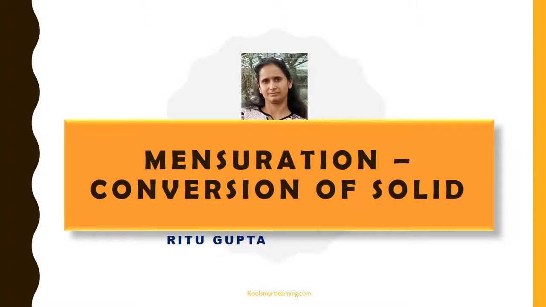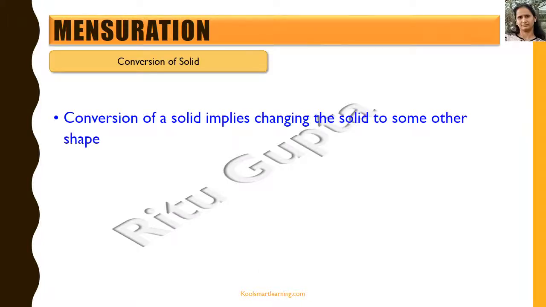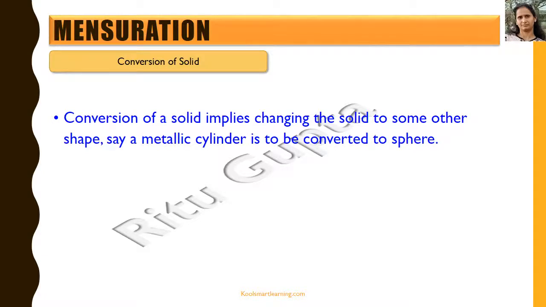Hello friends, in this session of mensuration, we'll be covering conversion of solids from one form to another. Now what do we mean by conversion of solid? It implies that we change the solid to some other shape. Say we change a metallic cylinder into a sphere.